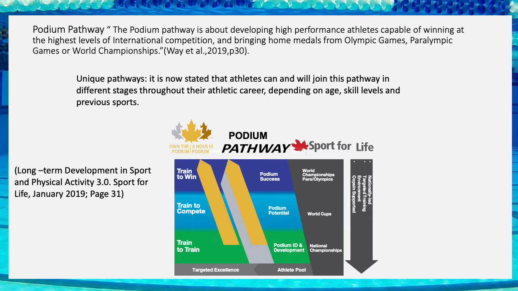Recently, they've added the unique pathway. So it now states that athletes can and will join this pathway at different stages throughout their athletic career, depending on age, skill level, and previous sports. It's not a straight line. It's not a one-size-fits-all. Some athletes will move from one sport to another. Some will leave a sport for a while and then come back. And all those different pathways are totally fine as long as we're moving along the pathway.